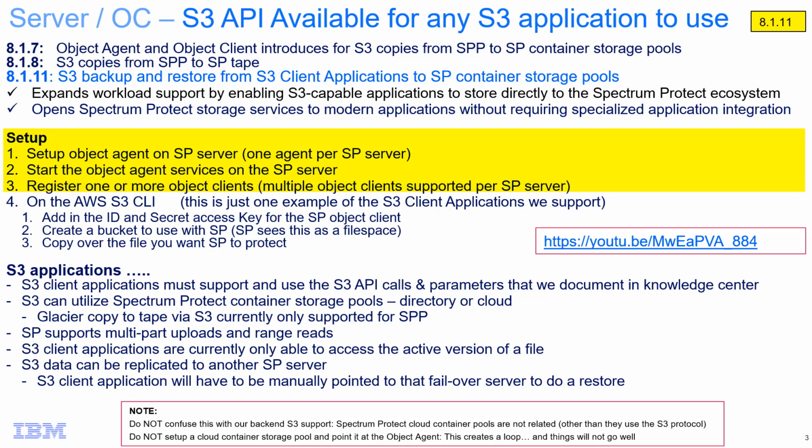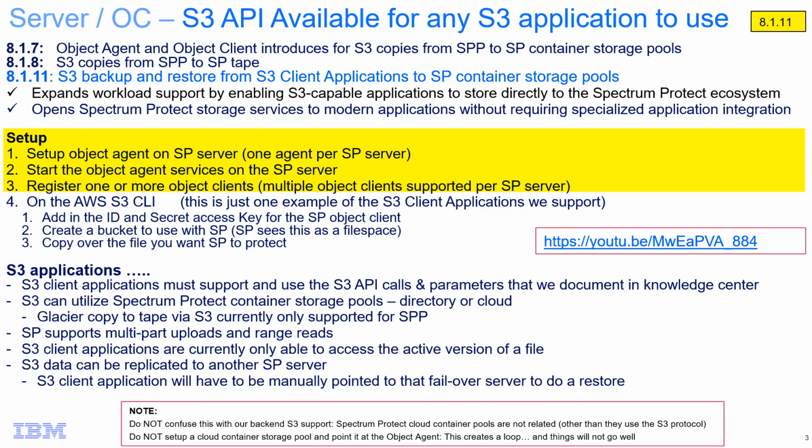I do have a YouTube video going through the setup of this, but it's actually very simple. As long as you've set up your storage agent on the Spectrum Protect server, and there's one storage agent per Spectrum Protect server, and then you've started up the object agent services on the Spectrum Protect server and registered one or more object clients. Now you can have multiple object clients per Spectrum Protect server, and usually you'll have one of those object clients for each of the S3 applications or Spectrum Protect Plus servers that you're backing up to the Spectrum Protect server.